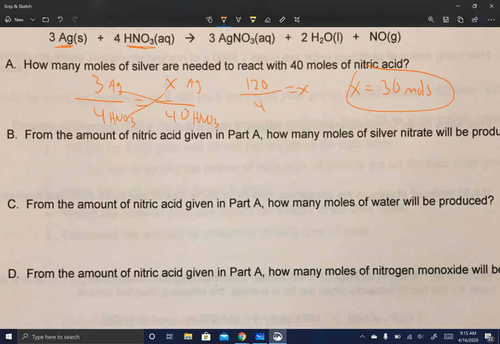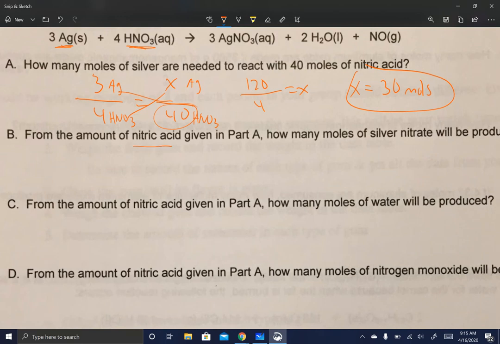That's for A. B: from the amount of nitric acid, so from 40 moles in part A, how many moles of silver nitrate will be produced? Instead of using 4 moles, which produces 3, we're going to use 40 moles. So how many moles will that produce? If we increase this by a factor of 10, we increase the other by a factor of 10. It's going to be the same answer, 30, because it's the same ratio, but I'm going to set it up anyway because it's a different problem.